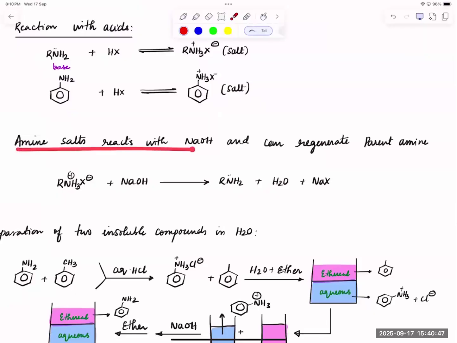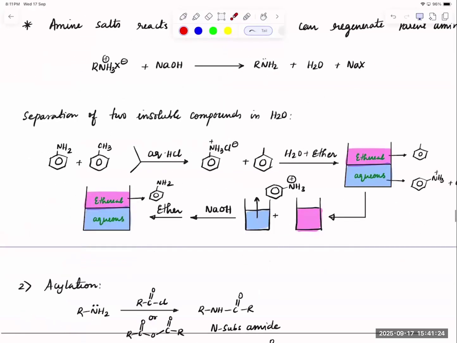Amine salts react with NaOH and can be regenerated to the parent amine. Once you get this salt here, you react that with NaOH again. The OH minus will take away H plus, and that will give RNH2, H2O, and NaX. Now, what happens here is this amine is not very soluble in water, and this salt is. So, these two will get dissolved and this will come out. Come out as in it will be in a liquid state, but usually has a lower density, so it will float up. This is what we will take as an advantage.